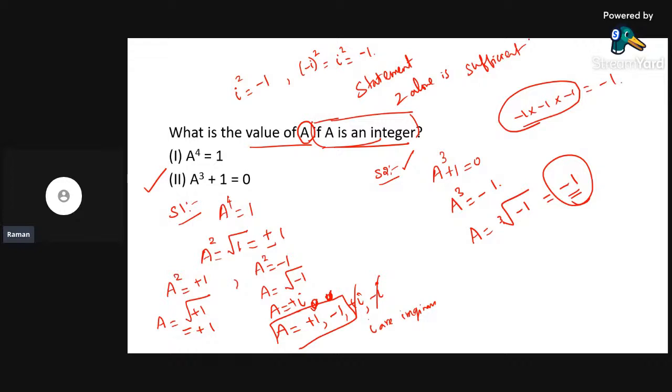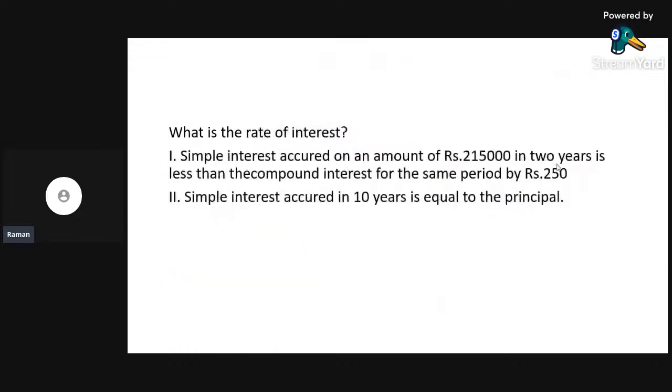Before winding up, we will solve the last question for the day. Can you solve and give me the answer? It is asking the value of R. Let's focus on the first statement. The first statement says the amount of rupees 21,500 is on the component rupees 250. What does that mean? They're saying the difference.